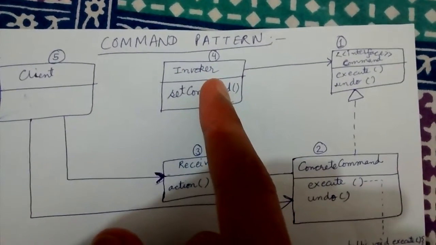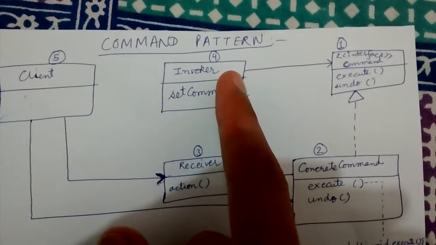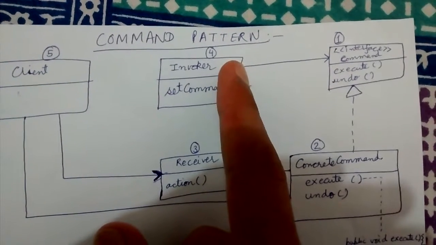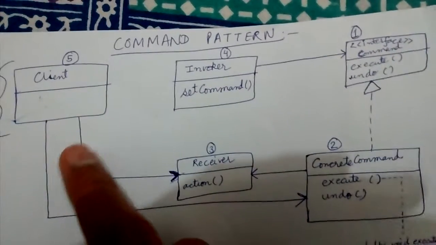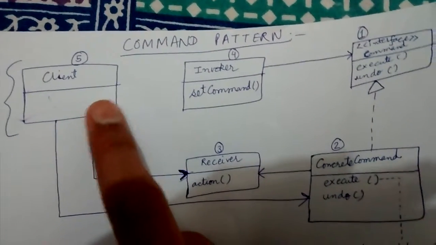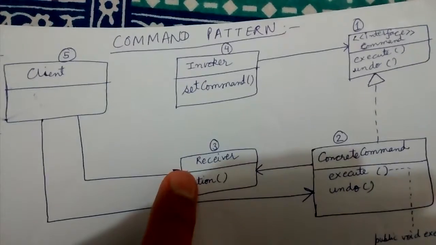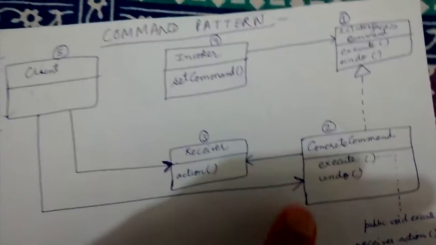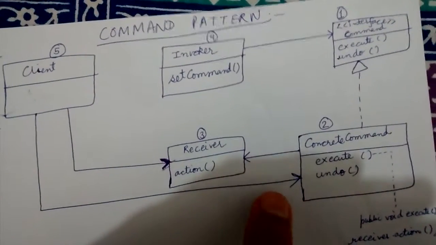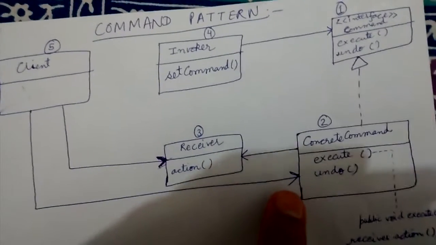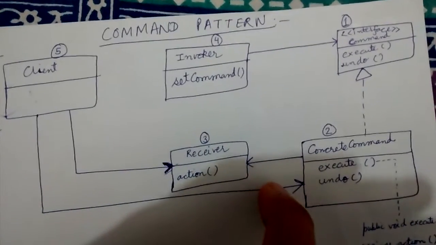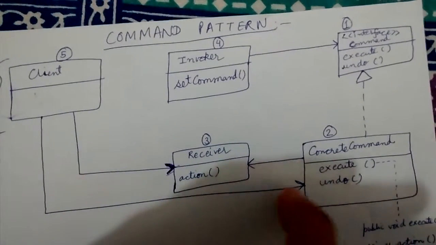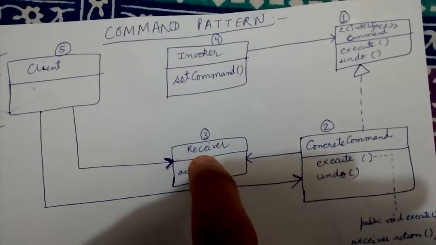Fourth, we talk about the invoker, who basically executes a command. And the fifth one is the client, which talks to the receiver. And the concrete command is created by a client. So the client creates the concrete command and passes the receiver to it.